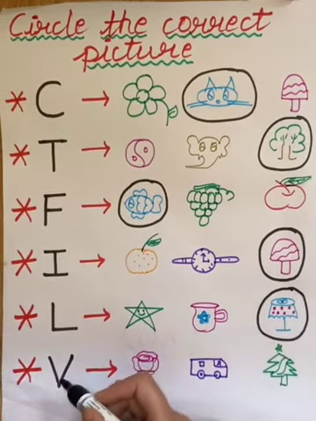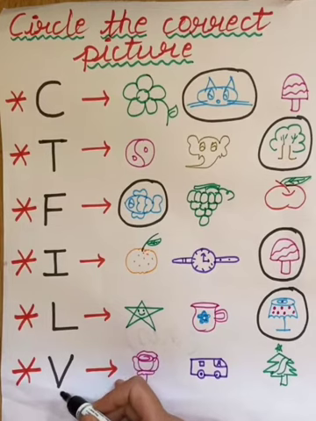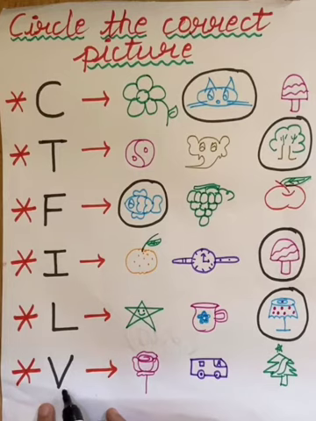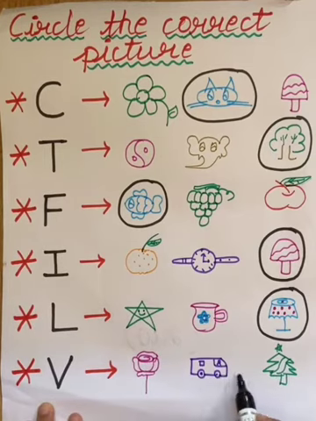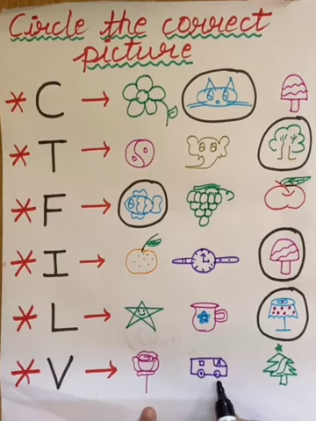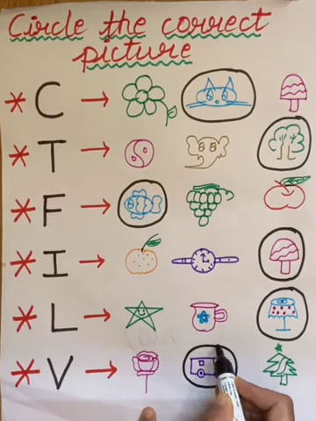Now, which alphabet is this? Children, this is V, V, van. Now, where is van? Is this? Yes, this is a van. So, you will circle the picture like this.